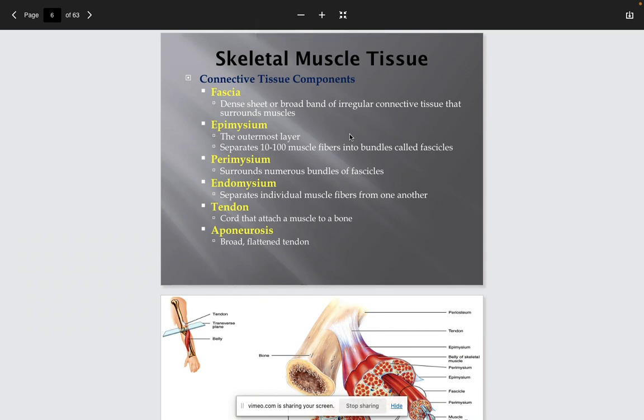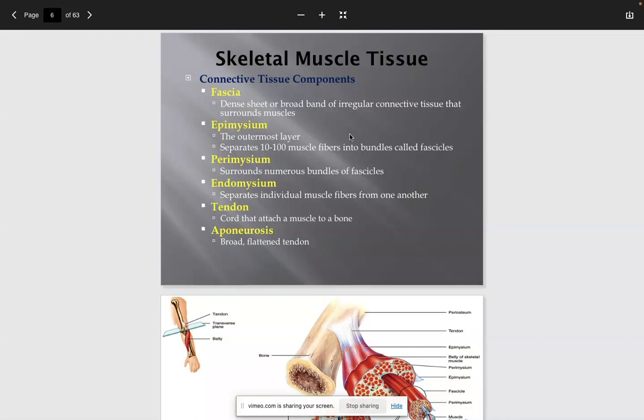The epimysium is going to be the outermost layer of the muscle. It separates about 10 to 100 muscle fibers into bundles called fascicles. So the epimysium separates the muscle fibers into things called fascicles. Perimysium is just going to surround the fascicles. The perimysium is around the fascicles. And then the endomysium separates the individual muscle fibers from one another.